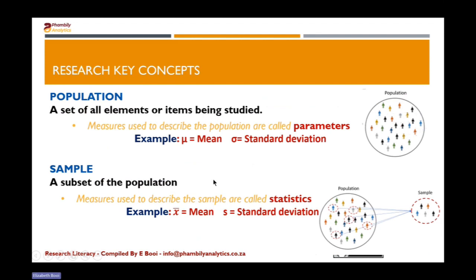Now, let's talk about, we spoke about inferential statistics and I kept on talking about the population and the sample and so on. So how do we then define those two terminologies? So, population, it's a set of all individuals of interest or all elements that you are interested in studying.